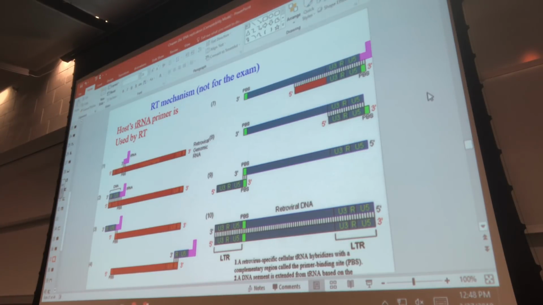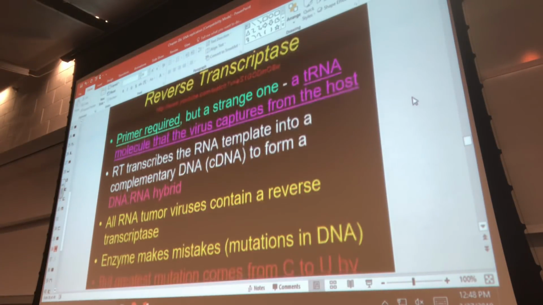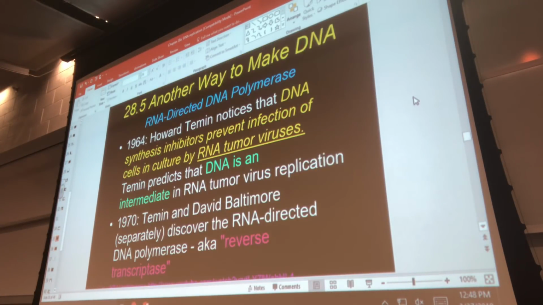Let me see if there's any other little things like that that is stated here. All right, I'll go over some more next time. So that's it for now.